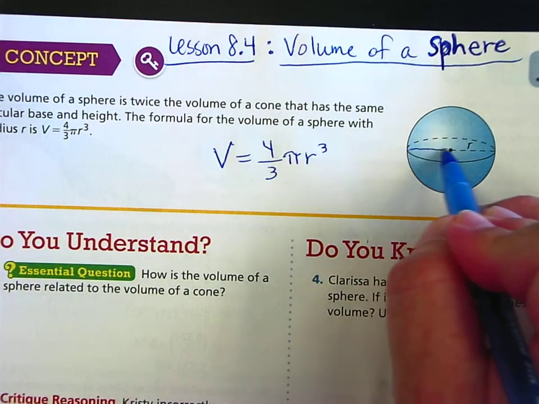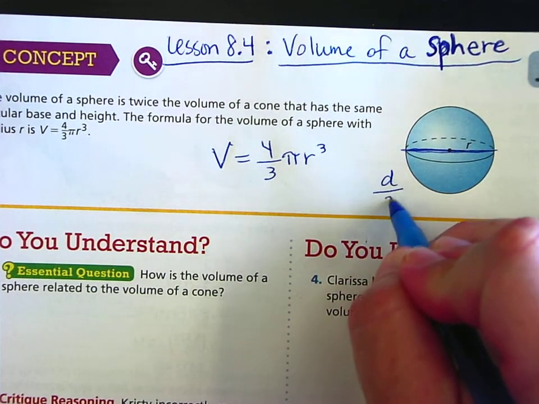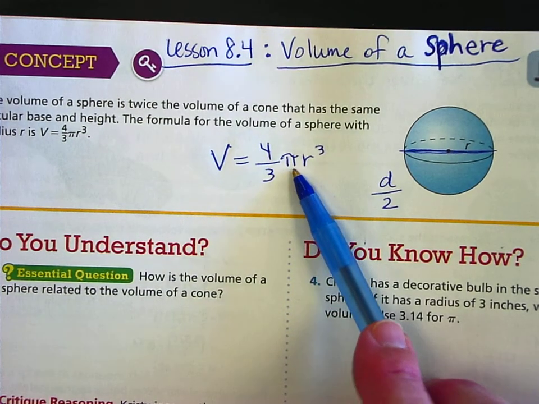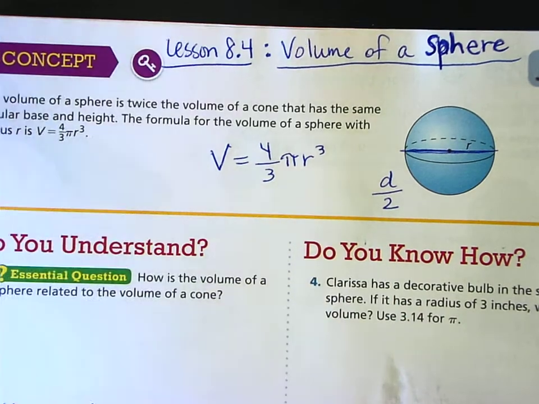Again, if you are given the diameter all the way across, you have to take that diameter and cut it in half, divide it by 2. Okay, so 4 divided by 3 times 3.14 times radius times radius times radius. All right, so let's take a look at that.